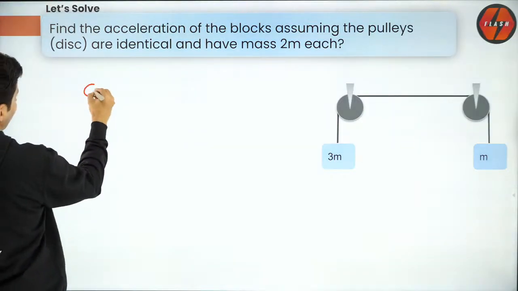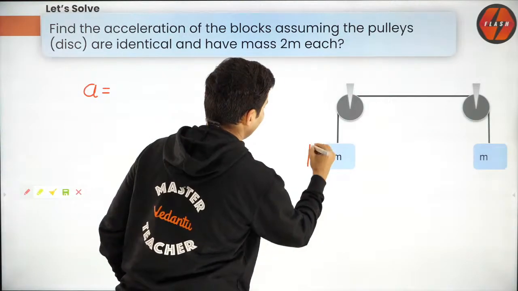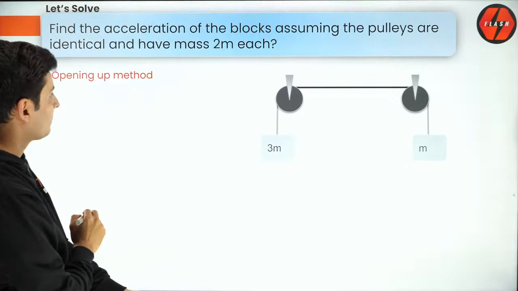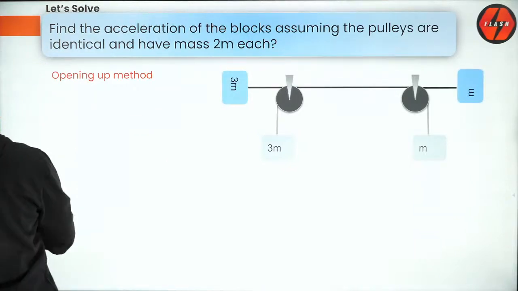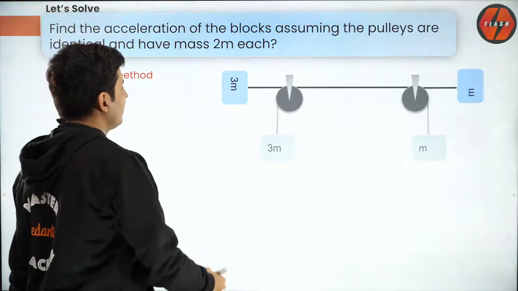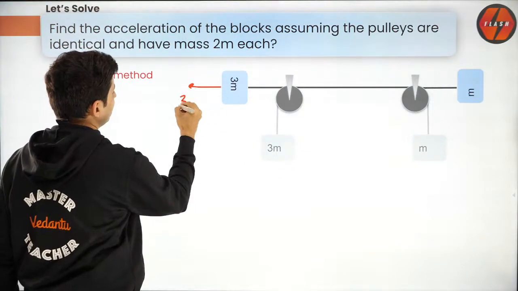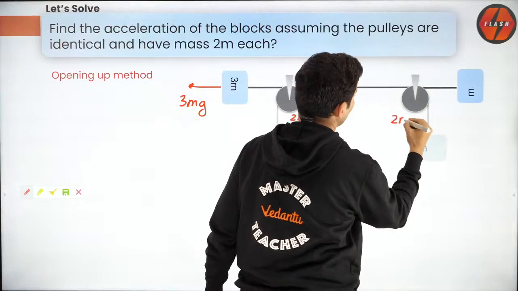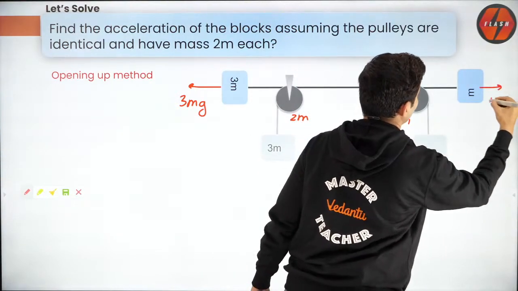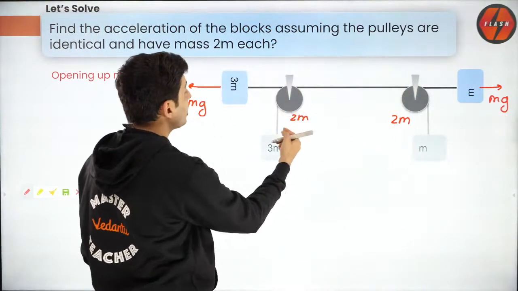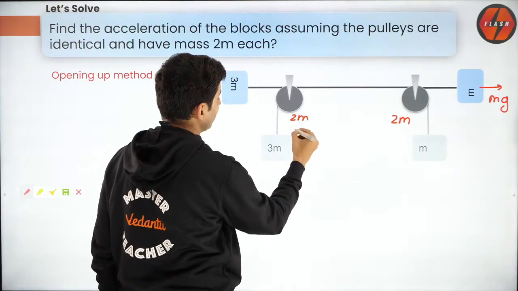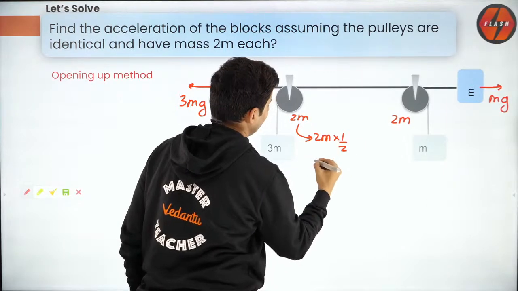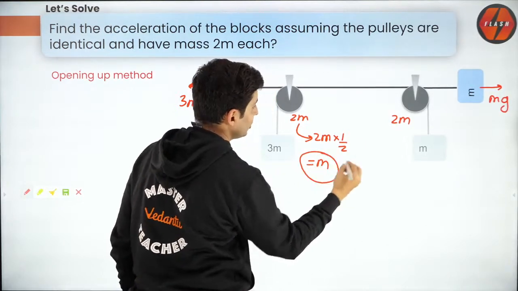Use my method. Acceleration will be, okay, wait, I'll show you the opened up diagram. That will be better. So this is the opened up diagram now. Now let's do this. This is 3mg. This is 2m. This is 2m. This will be mg. But let's find the equivalent mass. This is not the equivalent mass. The actual equivalent mass will be 2m into half, which is just m. So this is the mass you should consider.